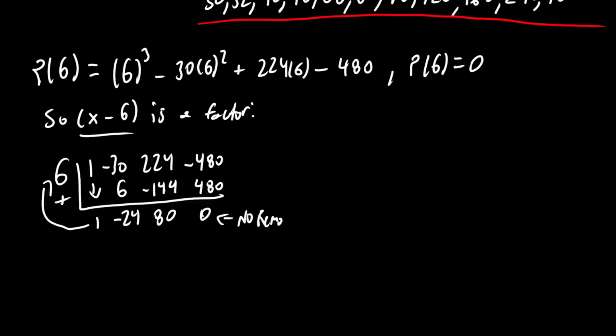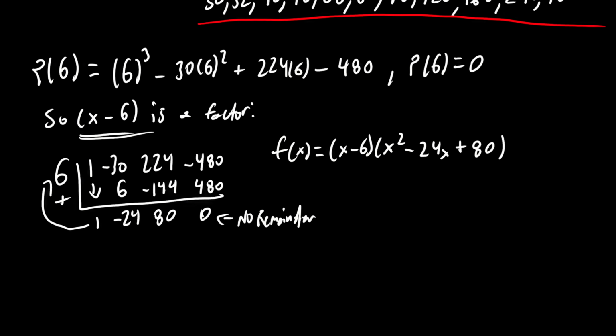Showing that there's no remainder, so our new equation is f of x equals x minus 6 times x squared, because it is 1 degree less when we factor out the x minus 6, minus 24x plus 80. Now looking at this, we can either use the quadratic formula to find the last two zeros, or an easier way, we can use the box method. But this only works if there are no decimals as factors. But it's easier and you should use it whenever you can.